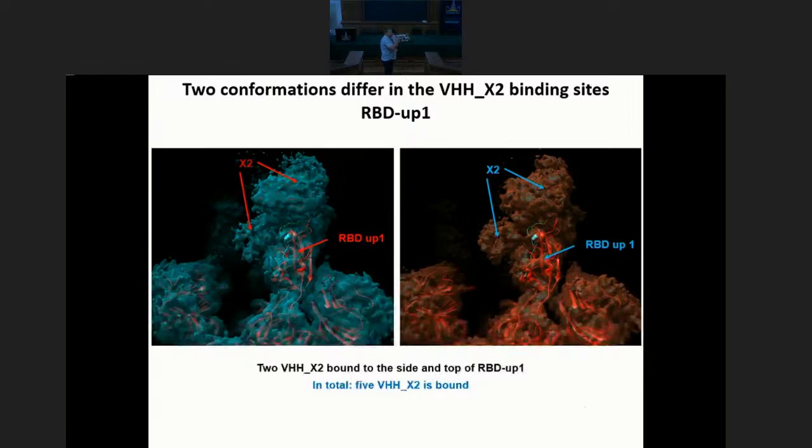So in our structures, they have 5 antibodies in total bound to our 3 RBD domains, and the 6th antibody does not fit the structure. There's no room to fit the 6th antibody. And the way the 5th antibody binds to the RBD in down states or RBD in up states is determining the difference between our sets of structures.